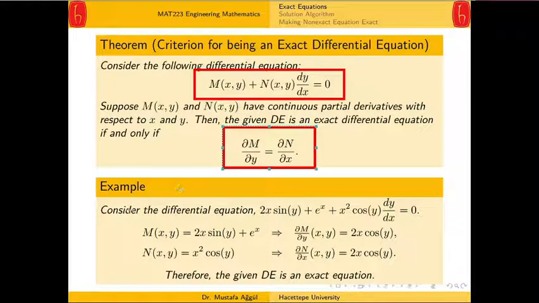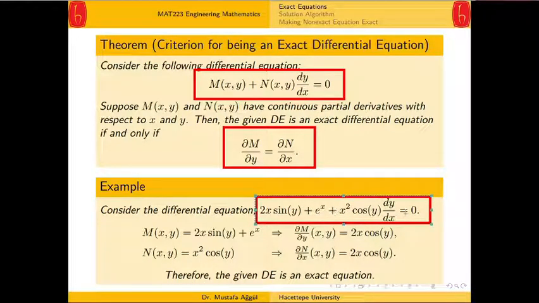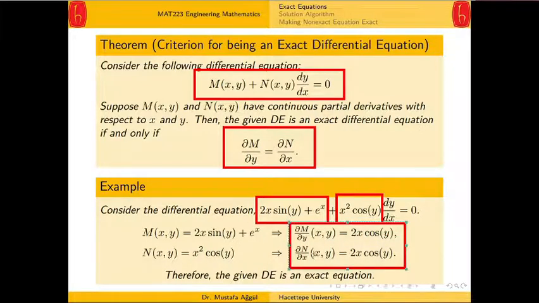Okay, an example, consider the differential equation here. In this differential equation we see this part is m and this part corresponds to n. So the y derivative of m is equal to 2x cosine y, and the x derivative of n is equal to 2x cosine y, and we see these both are equal, so we say this differential equation is an exact differential equation.